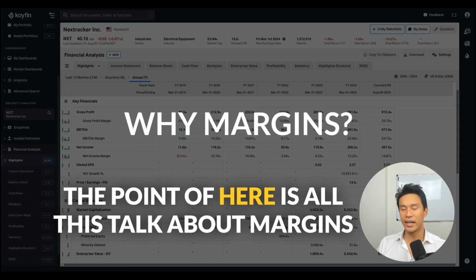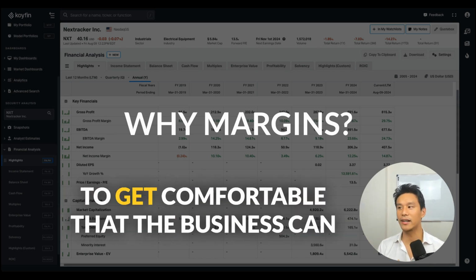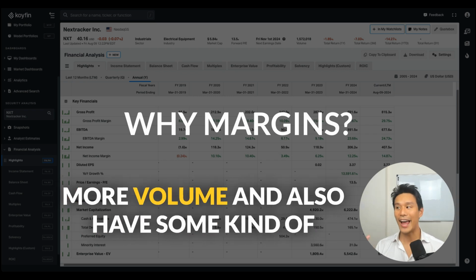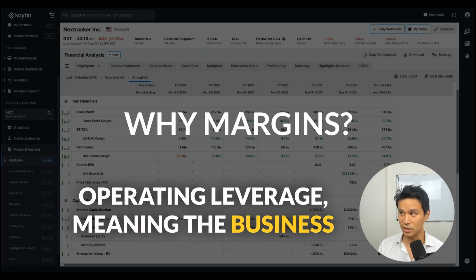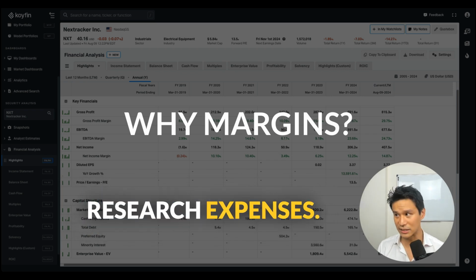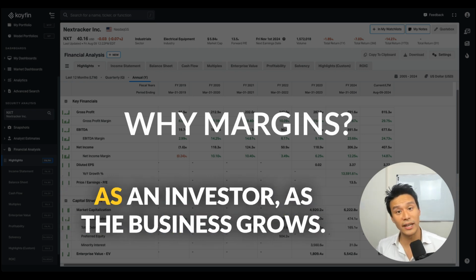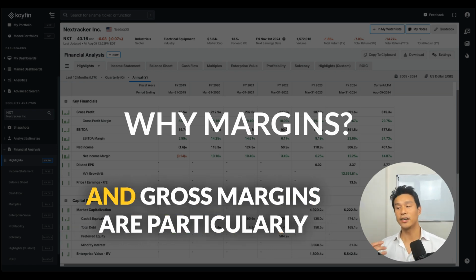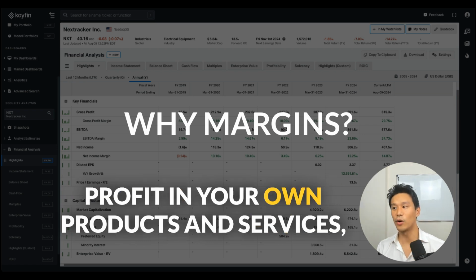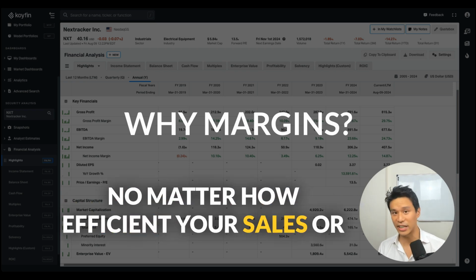The point here with all this talk about margins is when we invest in a company, we want to get comfortable that the business can both scale, so get more profitable as it sells more volume, and also have some kind of operating leverage, meaning the business just becomes more efficient at using its expenses in sales or marketing or even research expenses. Because if they can achieve both of those things, that just means more profits for you as an investor as the business grows. And gross margins are particularly important because if you can't generate a profit in your own products and services, you're never going to generate a profit in the overall business, no matter how efficient your sales or marketing becomes.